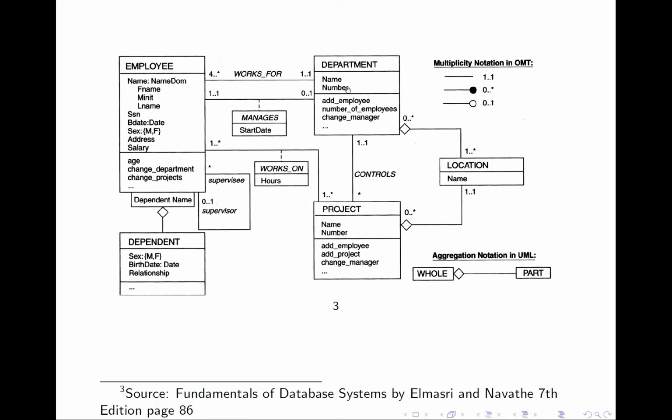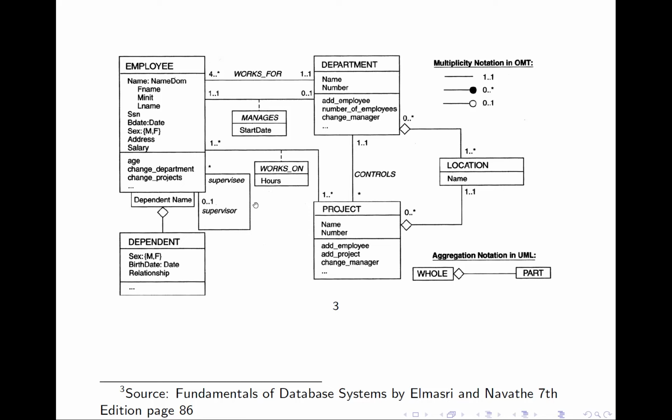Similarly, an employee can manage a department. So you can see here, an employee may work as manager in the department. So the maximum is one person. But on the department side, you have to have a manager. So that's why it's 1 to 1, or you can say 1.